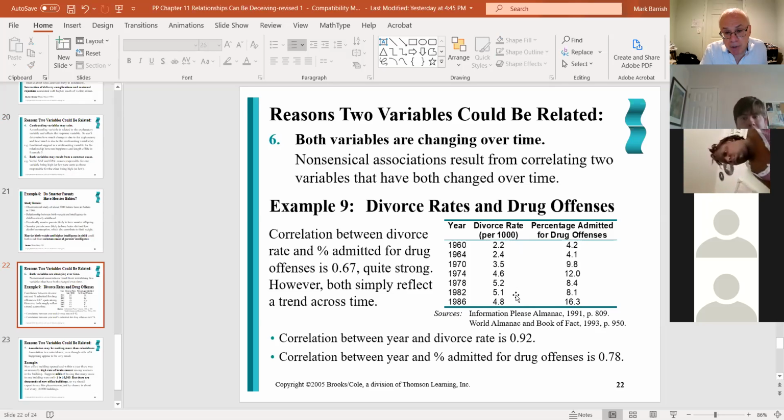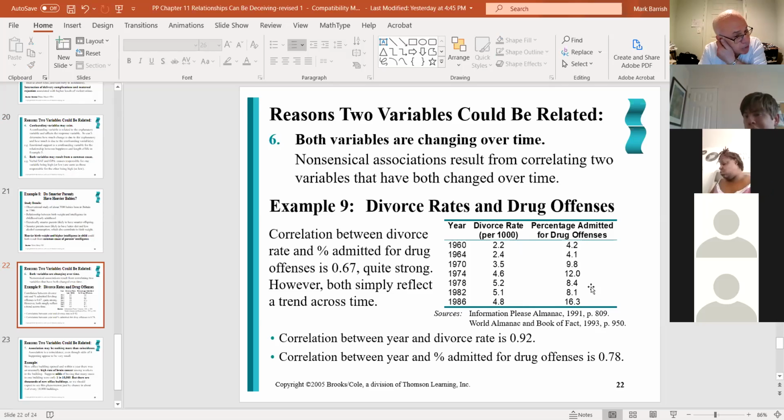Okay, we see a lot of that actually in statistics. There's a lot of examples where time is the reason for the correlation more than anything else.